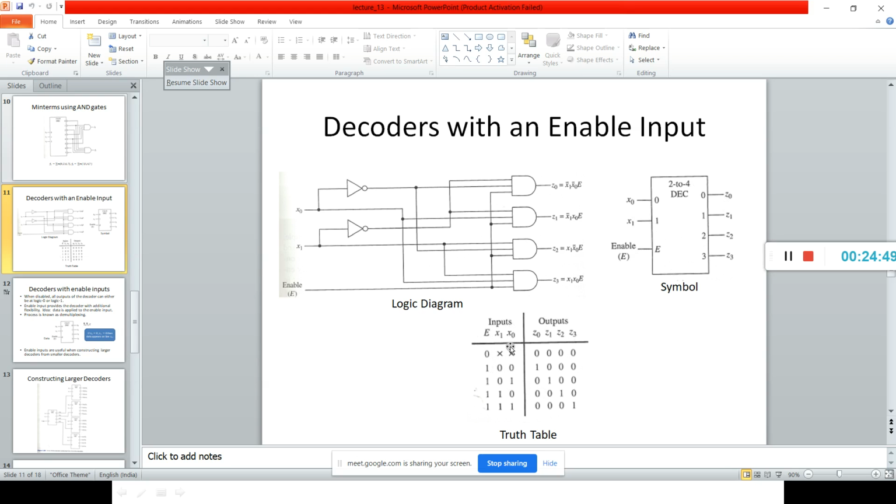If enable is 0, irrespective of x1 and x0, no output is selected. If E is 1, then only it will be activated, because E is an additional input which activates this decoder. So when 0 0, Z0 is selected; 0 1, Z1 is selected; 1 0, Z2 is selected; 1 1, Z3 is selected. I repeat once again, enable is an additional input which activates this decoder. If enable is 0, this will not act as a decoder. In order to act as a decoder, enable should always be high, that is 1. So any doubts in this slide?